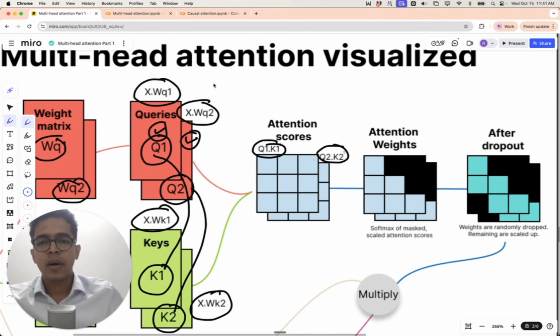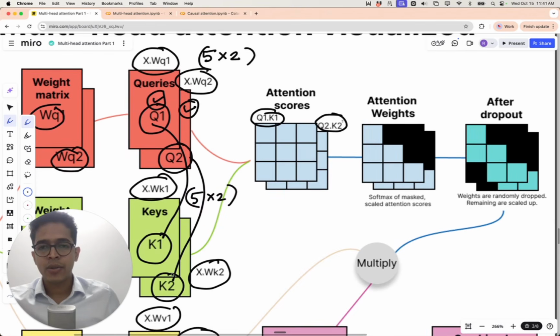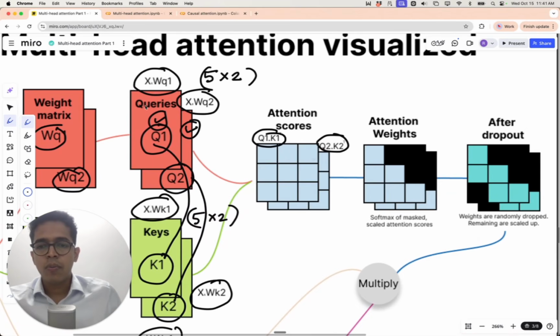But if our query space is having 5 tokens converted into 2-dimensional vectors, key will also be 5 tokens converted to 2-dimensional vectors. Like that, you have K1 and K2. So Q1 multiplied by K1 transpose will be 5 by 2 multiplied by 2 by 5, that will be 5 by 5. So the first set of attention scores will be 5 by 5 dimensionality.